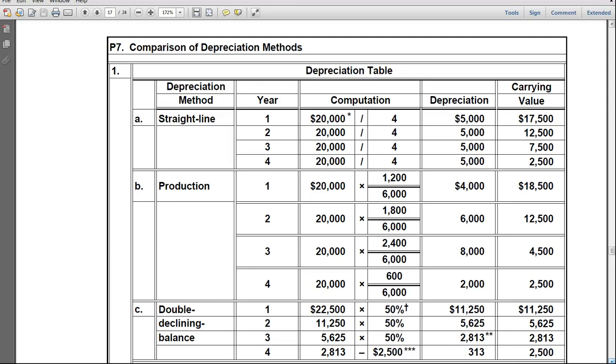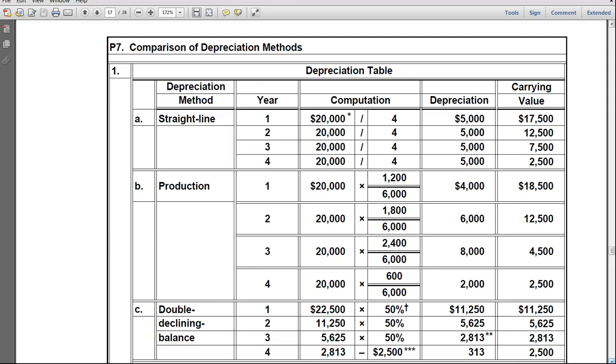Then it tells us the printer is expected to last 6,000 hours and that it was used 1,200 hours in year 1, 1,800 hours in year 2, 2,400 hours in year 3, and 600 hours in year 4. So we are required to calculate the annual depreciation for 4 years under each of the three methods.